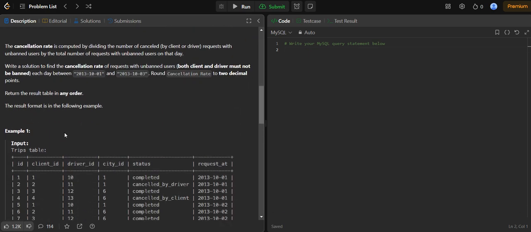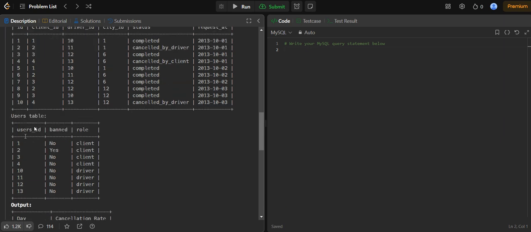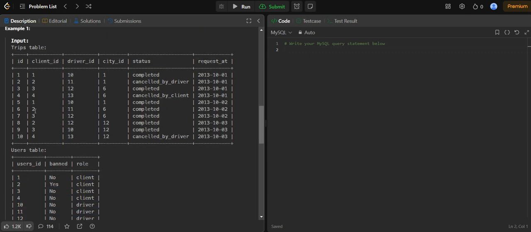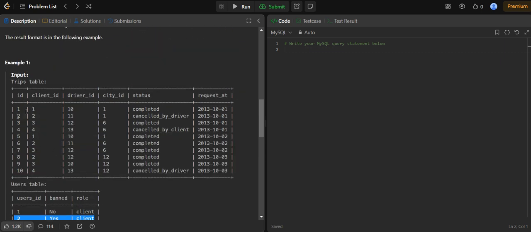Now let us go through the example. In the example, there's the trips table and there's a users table. There are 8 users. 4 are clients, 4 are drivers. Only one of them is banned here. Number 2, he is a client. The client is banned here. So wherever there is a 2, this row will not be considered. Similarly, this row will not be considered. Again, this row will not be considered.